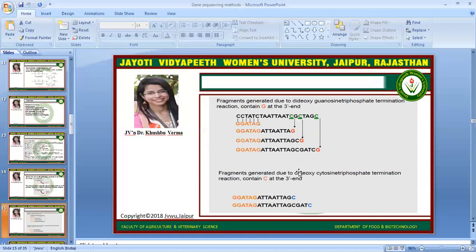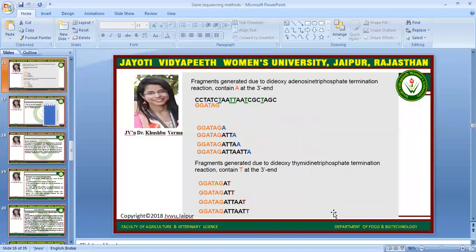Fragments generated by the dideoxycytosine triphosphate termination reaction contain C at the 3' end. Here we can see fragments generated by the dideoxyadenosine triphosphate termination reaction contain A at the 3' end, and it will lack the OH group. That's why it will stop the replication process, and it will stop the growing of the new strand.